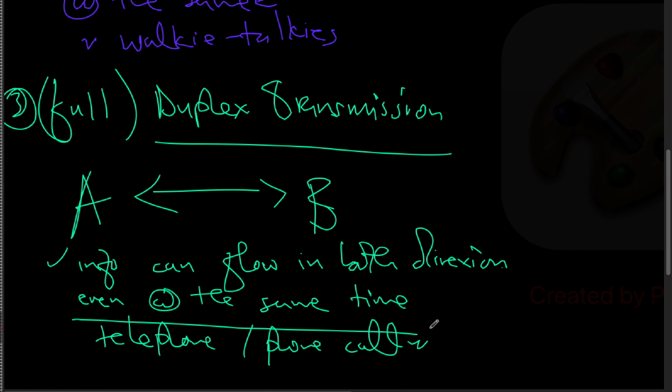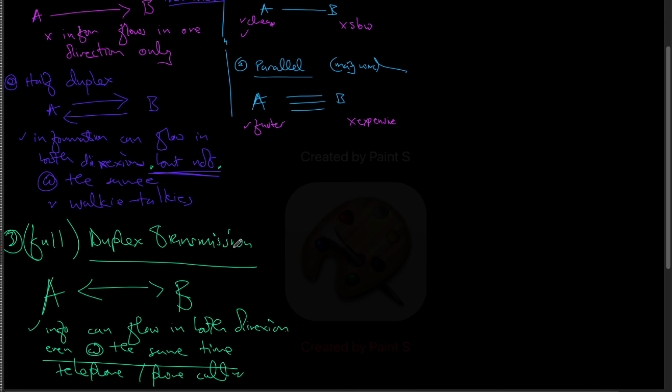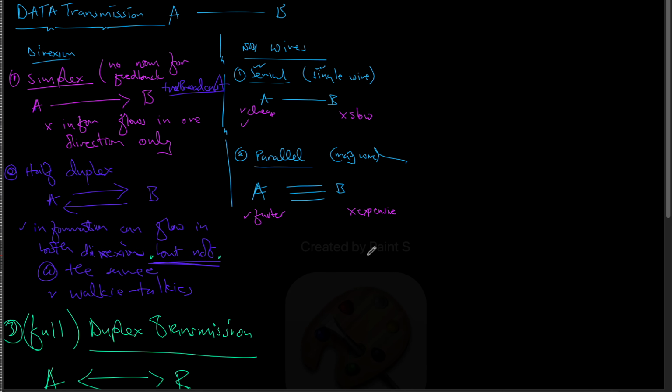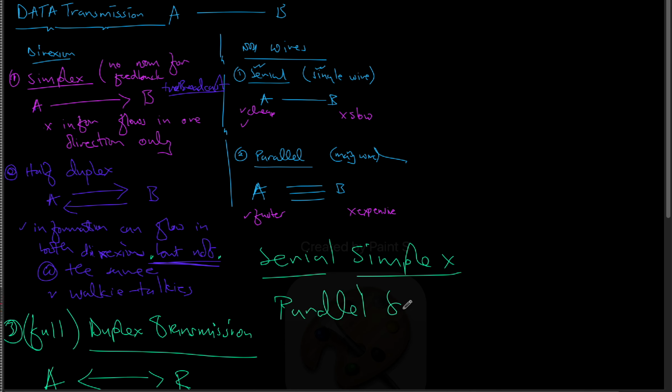We can even have these joined together, whereby we can say transmission is said to be serial simplex: one direction only using one wire. We can even have parallel simplex. You get the point? One direction only, but using multiple wires.